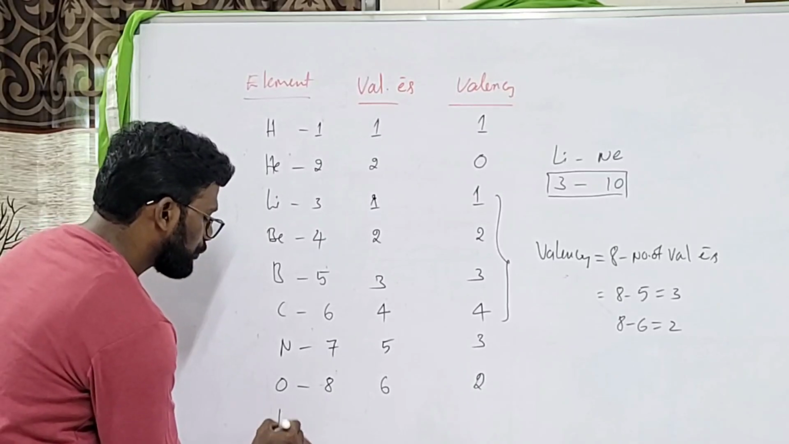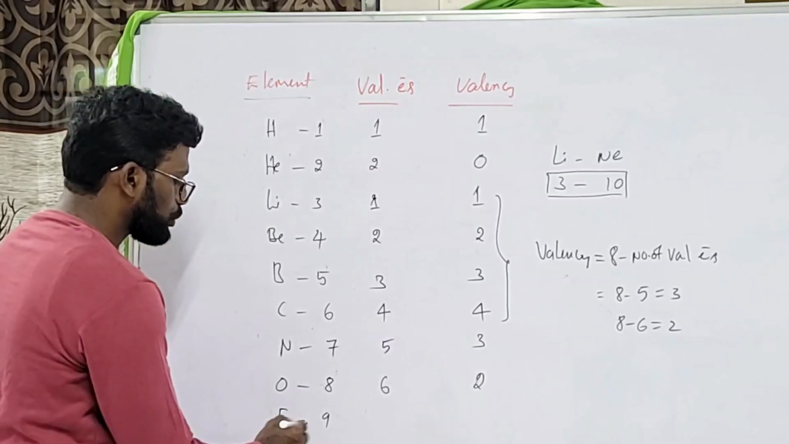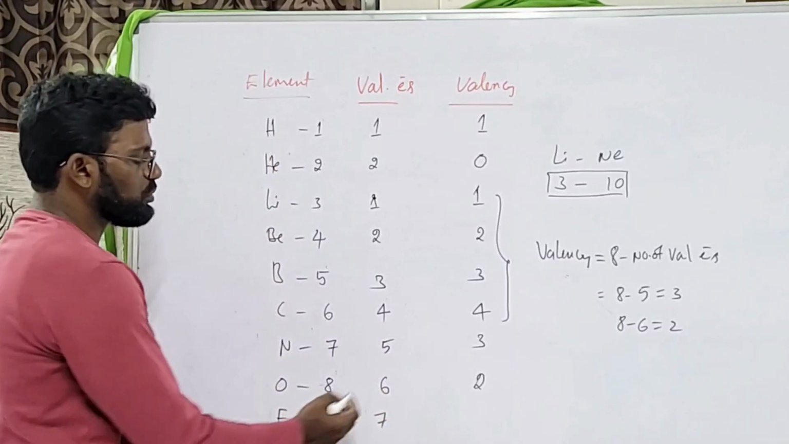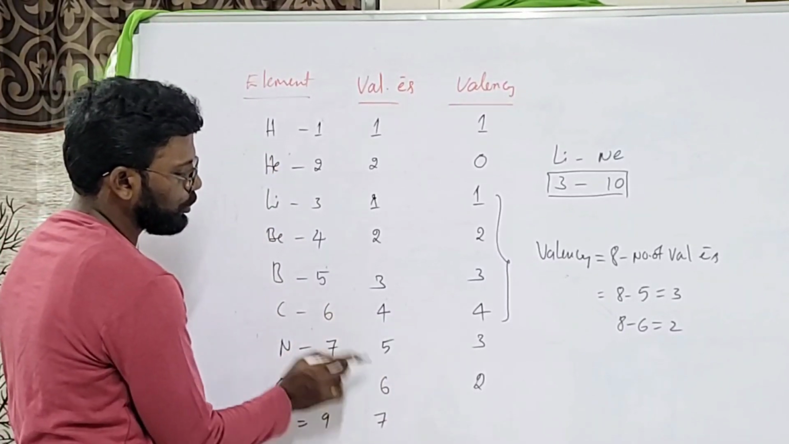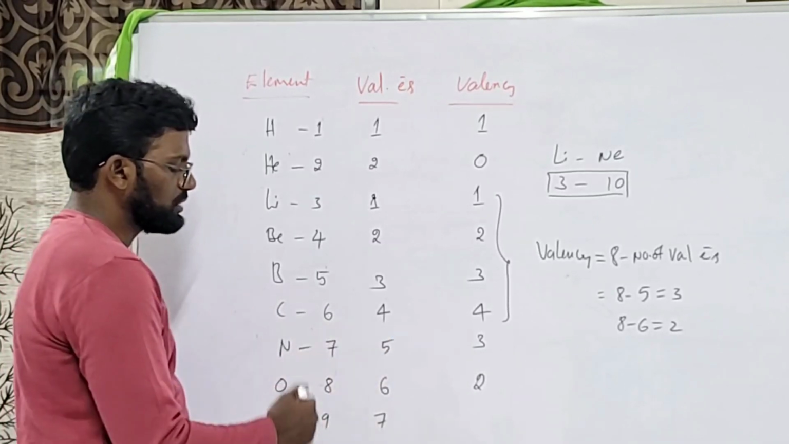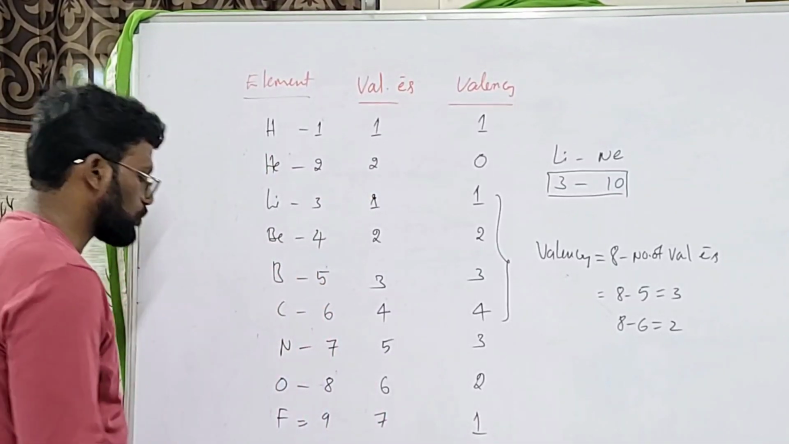And similarly, fluorine, atomic number 9, so the number of valence electrons is 7. Since the number of valence electrons is more than 4, we have to see the difference between 7 and 8, which is 1. So the valency of fluorine is 1.